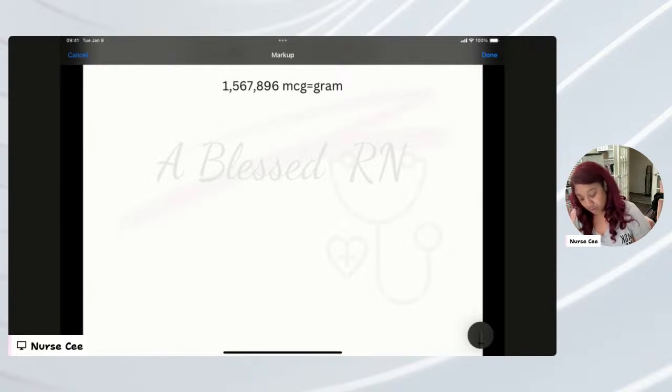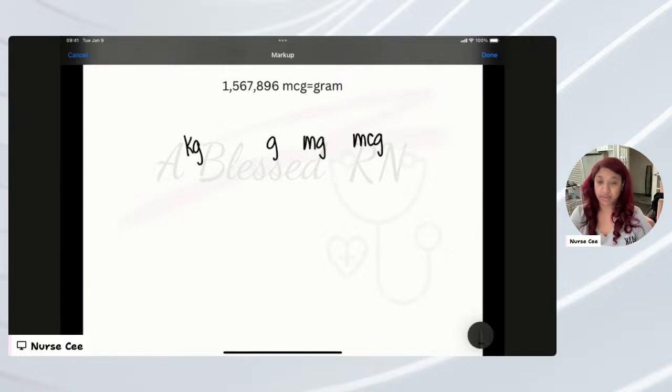So let's look at this. You have your gram, your milligram, your microgram, right? And then we know that this big kahuna, the kilogram, is right over there. So this is your base unit, and it's going to equal 1. Okay. So this could either be a meter, a liter, a unit.